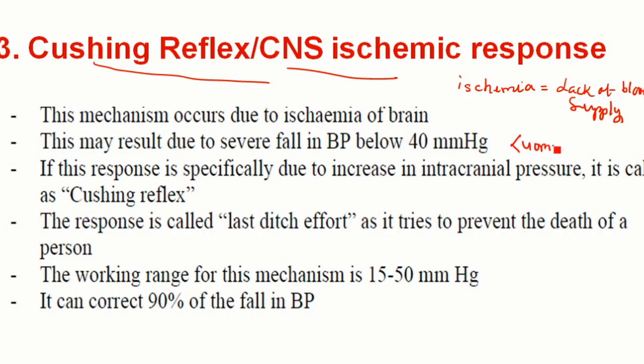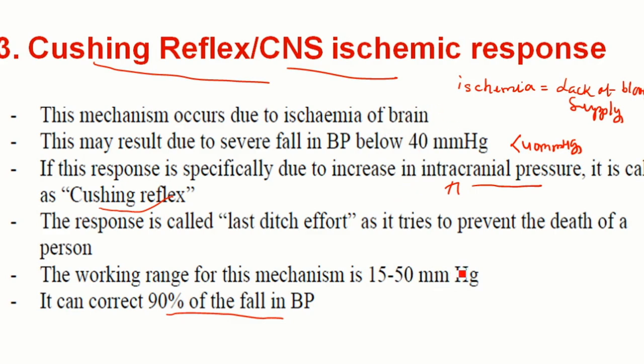If anything is below 40, it is a last-ditch effort to save the individual from death, and the working range would be 15 to 50 mm of Hg. 90% of the fall can be corrected by the Cushing reflex or CNS ischemic response. Both are the same: Cushing reflex or CNS ischemic response.